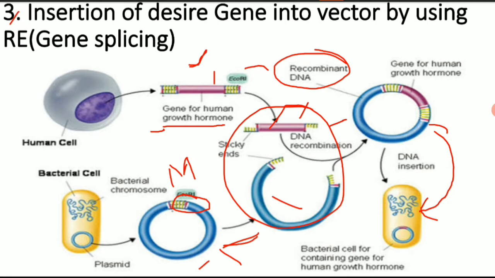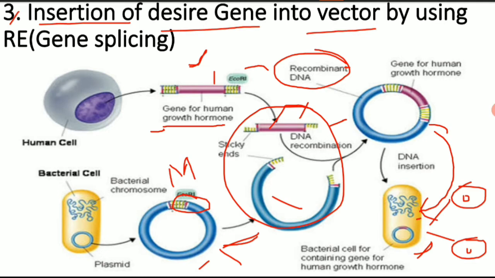a bacteria or any host, prokaryotic or maybe eukaryotic, maybe in a yeast cell or in a bacterial cell. After the insertion of recombinant DNA into the bacteria, these bacteria start to multiply, and along with the multiplication our desired genes also multiply. So this is all about the insertion of the desired gene into the vector by using the restriction enzyme, and this whole process is called gene splicing.